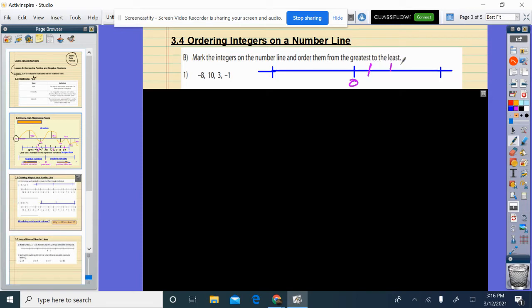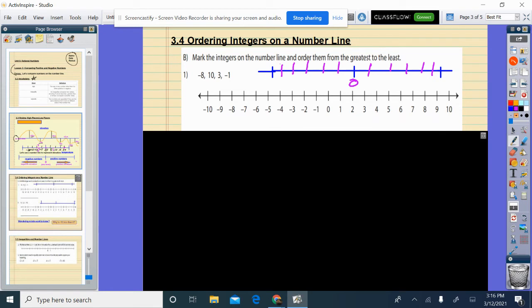And then you can put your tick marks in there, to tell you how far you want to go out. And so it looks something like this. So here I have -8, 10, 3, and -1. I want to go from greatest to least. So 10 would be my greatest, then 3, -1, and -8.